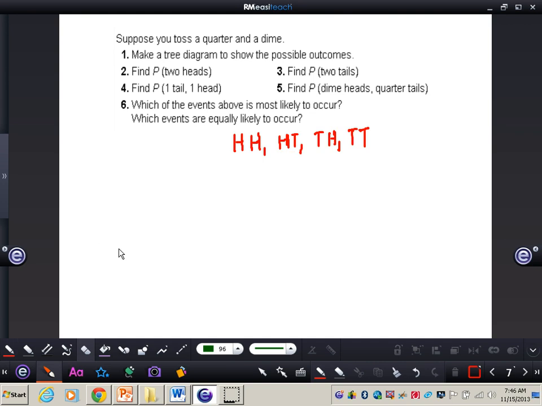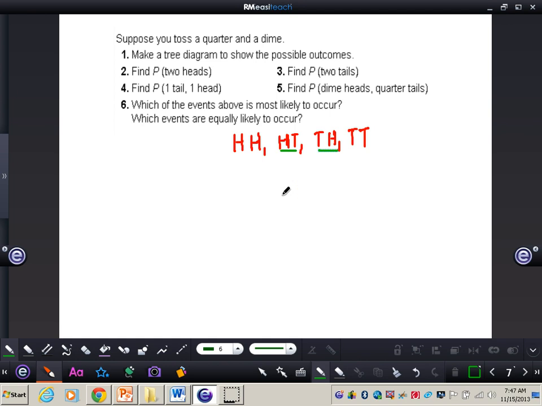Okay, so let's take a look at number 6. Which of the events above is most likely to occur? Which events are least likely, or which events are equally likely to occur? So I can see that one tail, one head is the event that is most likely to occur. Okay, one tail, one head, or one head, one tail would be most likely to occur, because that's 2 out of 4 or 1 out of 2 chances for that to occur.